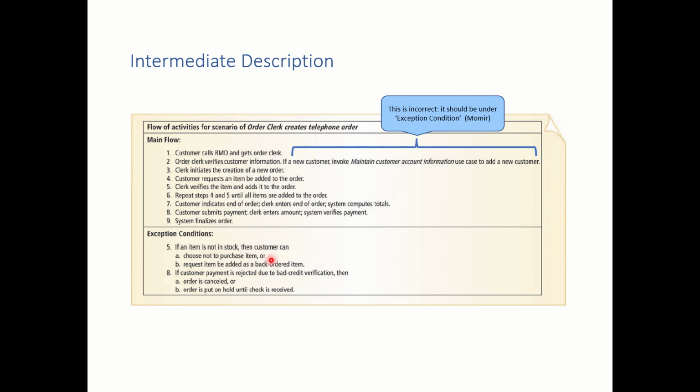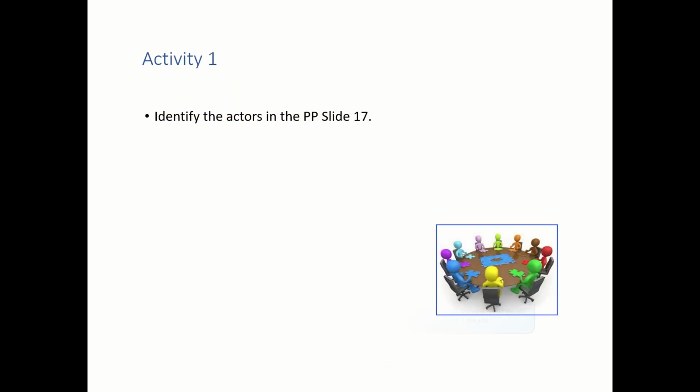So some special cases might be there. If the customer payment is rejected, what do you have to do? And if it is a new customer, invoke maintain customer account information, which you have to do only for a new customer. So it's a special case. Such special cases can be considered exception conditions, and you can put them as special cases in the intermediate description itself. Otherwise, this is the normal flow of your description, right? That's all about it.